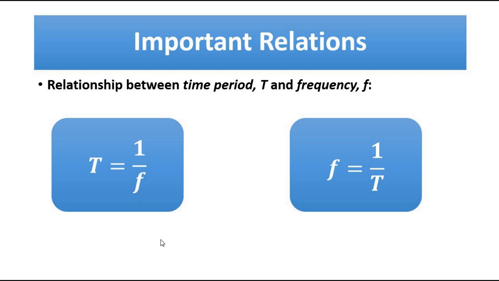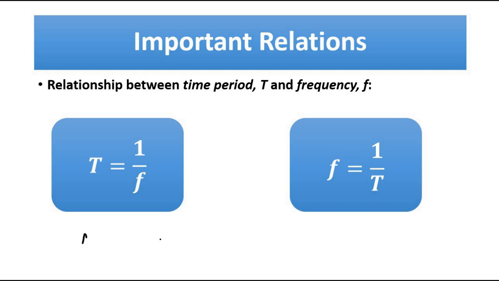So suppose we have frequency given, we can easily calculate the time period. If we have time period given, we can easily calculate the frequency. Just do the inverse, 1 by f. This is the relationship between time period and frequency.